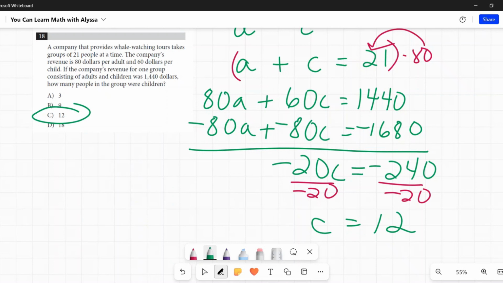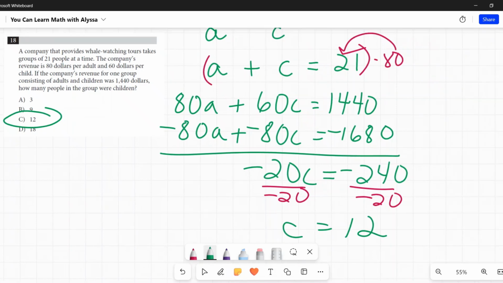And I didn't when I was prepping for this. But I suspect, and look up there, oh yep, sure enough, if there's 12 children, then there would have been 9 adults. And look, there's number 9 at B. They're trying to get you. No, don't find the adults. Find the children. C, 12.